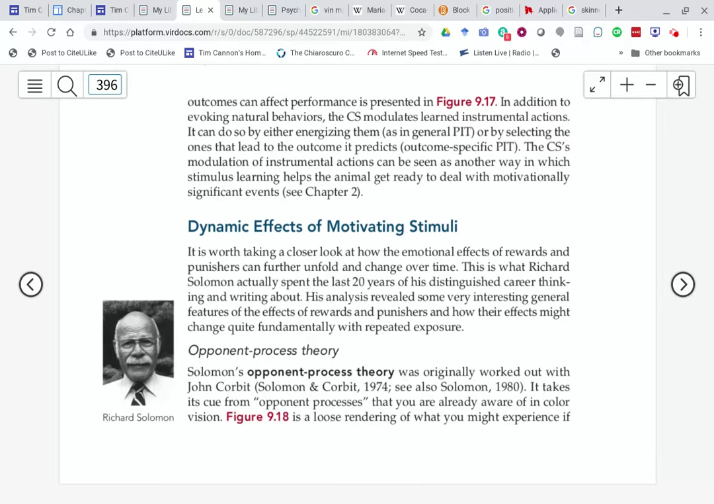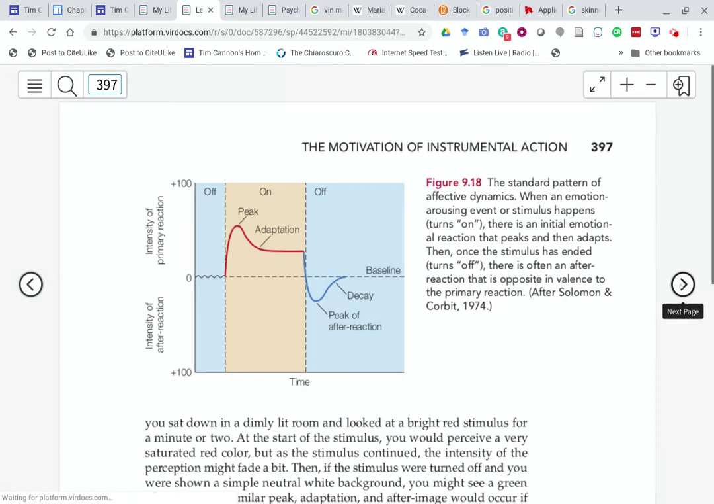But this came out when I was in grad school, and I was in a grad school that was extremely interested in learning and learning theory. So the opponent process theory has been modified, as the book points out. But let's look at the traditional view of this. So there we go.